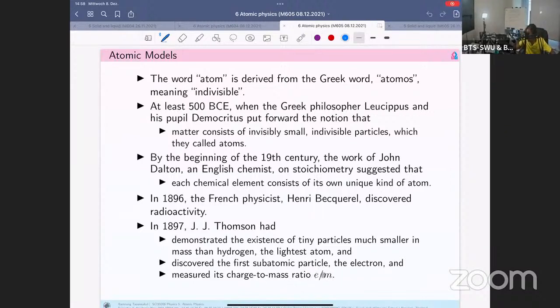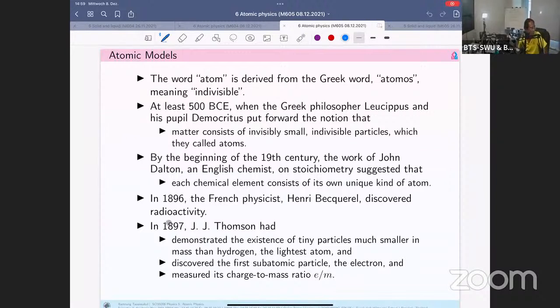You know that e is the electron charge, right? It's 1.6 times 10 to negative 19, right? And the mass of the electron is 9.1 times 10 to negative 31 kilogram. But the value of the electron charge and the mass of the electron were still unknown at that time.